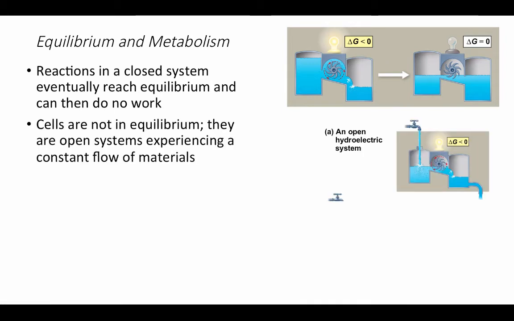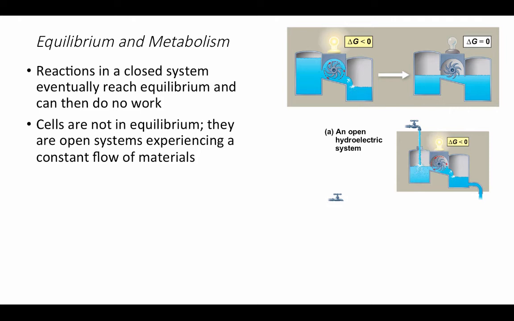So life can almost be defined by avoidance of equilibrium conditions. Cells are never at equilibrium. They have many, many mechanisms for making sure that equilibrium is never reached. So they're open systems experiencing a constant flow both in and out of materials.